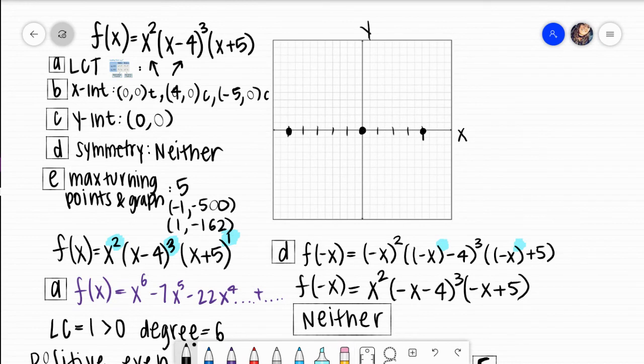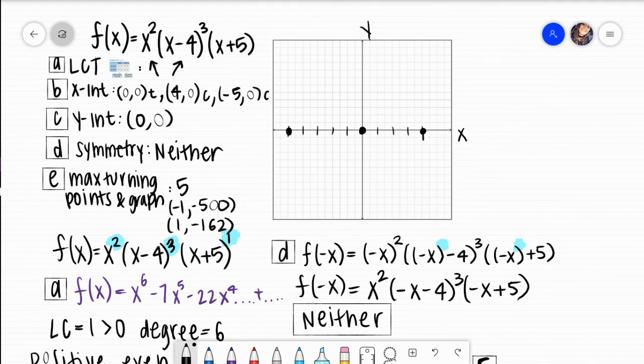If I look at my Y-intercept, it tells me that it's 0, 0. I have that point already marked, so I'm good. Neither symmetry just means that it's not going to be symmetrical with respect to the Y-axis or the origin. So as long as I draw something that has that type of symmetry defined, which would be neither, then I would be good. My max turning points is going to be 5. Great. Let me look at these points.